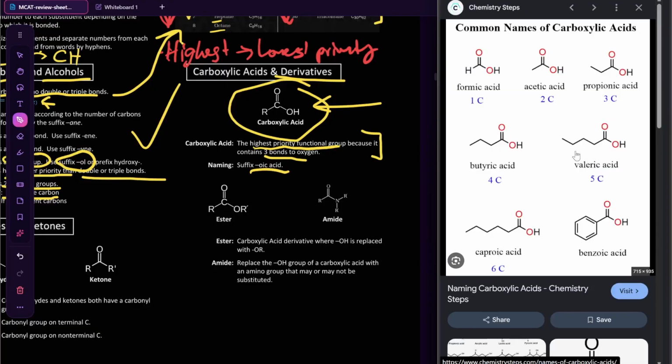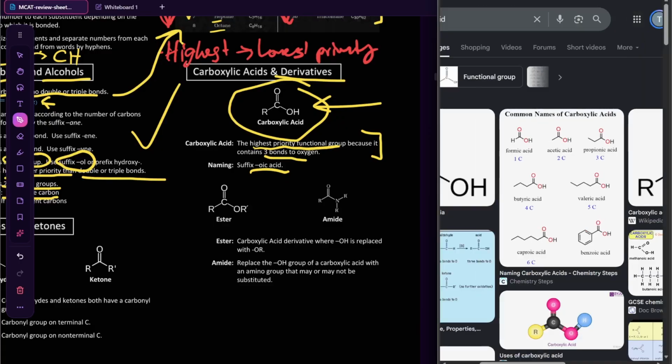So these are common names. Sometimes you have to know the common name up to like 3 carbons. So formic acid, acetic acid, and propanoic acid. They differ in how many carbons they have. So formic has 1 carbon, acetic acid has 2, and then propanoic acid has 3. But those are the common names.